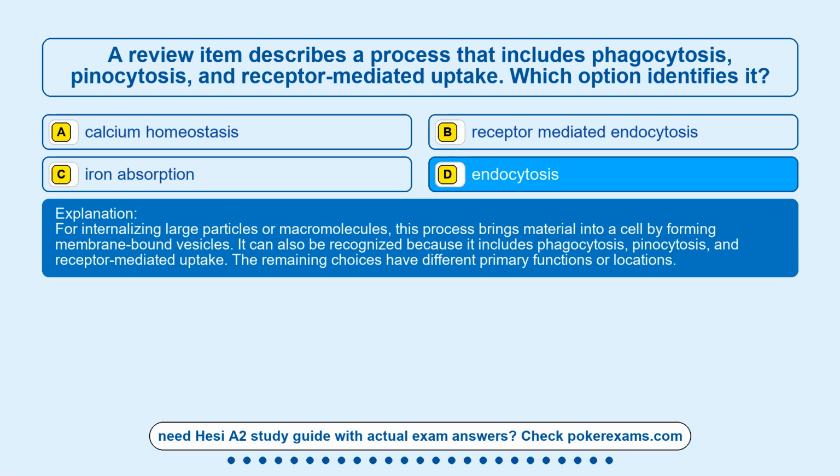For internalizing large particles or macromolecules, this process brings material into a cell by forming membrane-bound vesicles. It can also be recognized because it includes phagocytosis, pinocytosis, and receptor-mediated uptake. The remaining choices have different primary functions or locations.